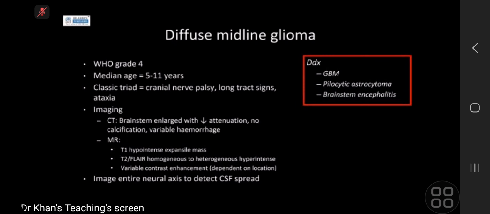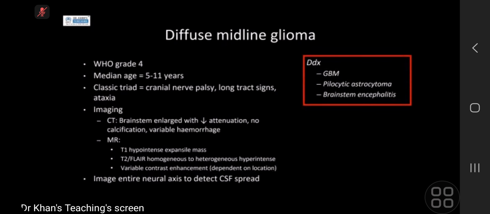So WHO grades, the higher the grade, the more malignant the lesion. Grade 1 is benign. They say you get this classic triad of cranial palsy, long tract signs, and ataxia. I don't think I've seen one clinically, at least in my practice, but I think it's the location that's characteristic. T1 hyperintense, T2 homogeneous to heterogeneous with variable contrast enhancement. And similar to the other two that you saw earlier, you need to image the whole neuroaxis to detect CSF spread.